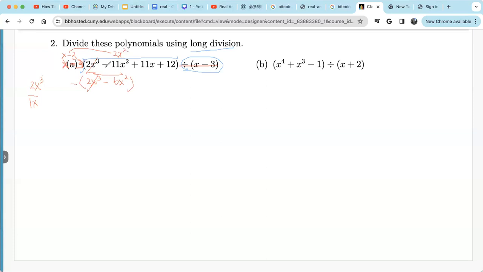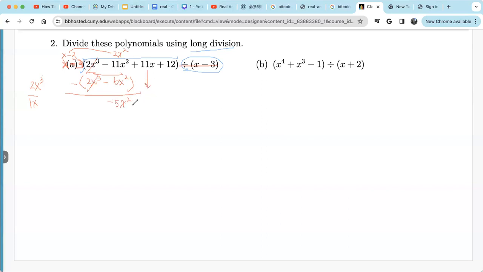Then the second term, we have negative 11x squared minus negative 6x squared. Minus negative becomes plus. Those two are like terms. So negative 11 plus positive 6, we get negative 5. Let's make a line here. Then those two are like terms, so we keep writing x squared. Now we subtract already, we get negative 5x squared from there, and the leading term cancels to be 0. Now we move the next term down.